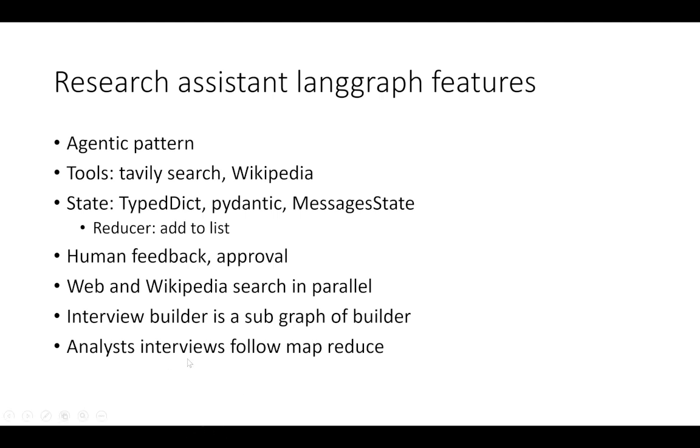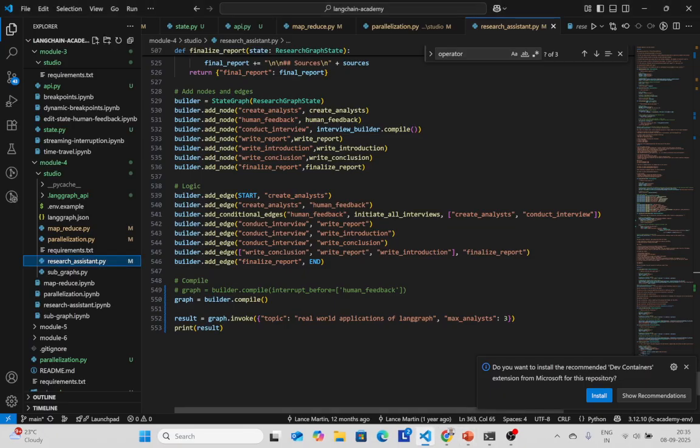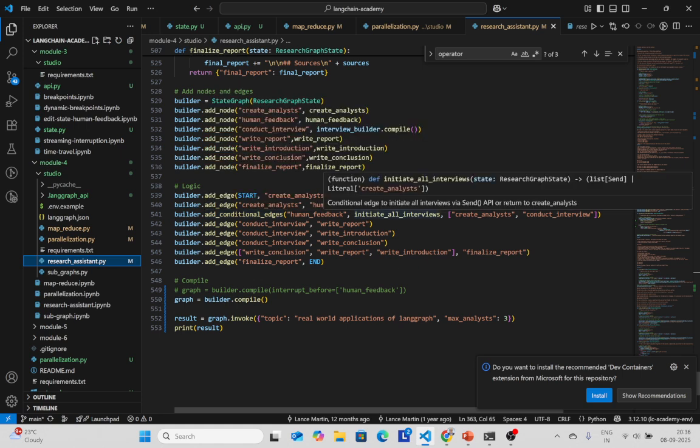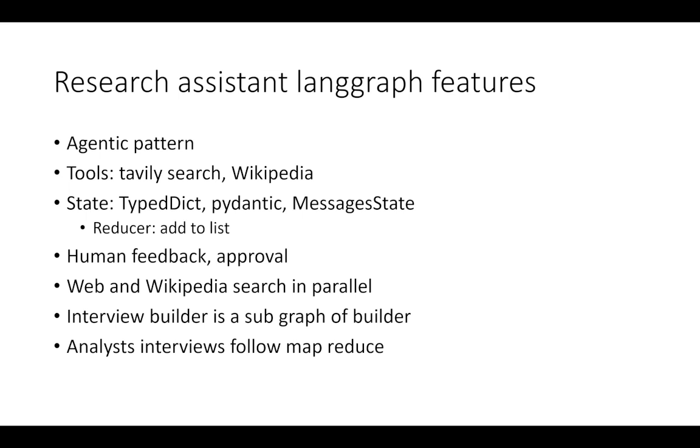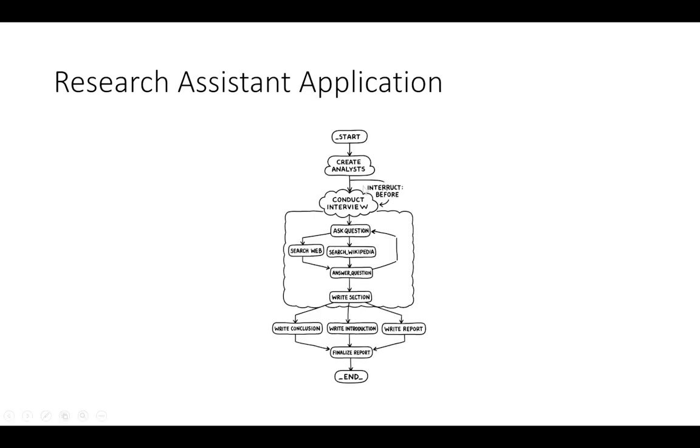And this analysis interviews follows the map reduce, right? Which is one of the most interesting features that we saw of LangGraph. Now, how does it do it? It basically uses the same pattern, add conditional edges, right? It does initiate all interviews, right? And it either goes to create analysis or conduct interviews, right? As we saw here, right? So this one either readjusts or sort of reforms the analysis list, or it goes to conducting interviews, right?